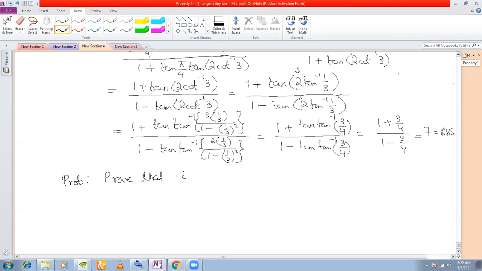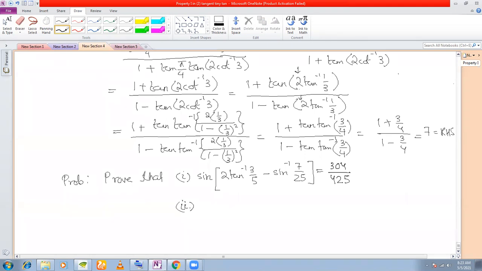Prove that. First part of this problem is sine of 2 tan inverse 3 by 5 minus sine inverse 7 by 25 is equal to 304 divided by 425. And this was the first part.